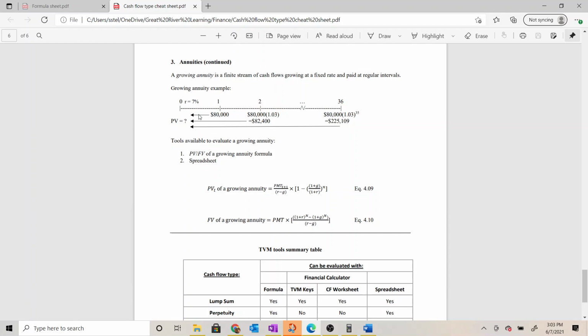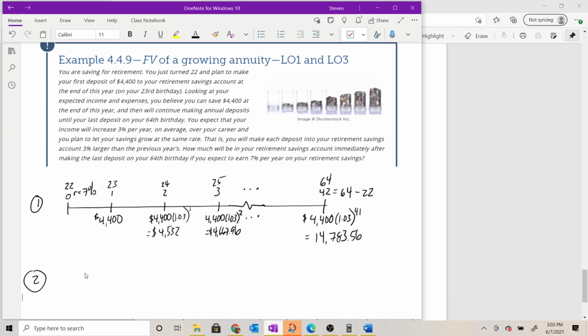We have a cash flow at the 1 tick mark, a cash flow that's 3% larger at the 2 tick mark, and that pattern continues on out to the last cash flow, which is still growing at 3%, and then those cash flows stop. So sure enough, this does fit both the written description and the timeline example of a growing annuity, so that is what I believe I'm dealing with here. Okay, so we have a growing annuity.